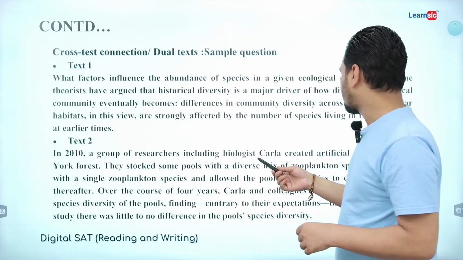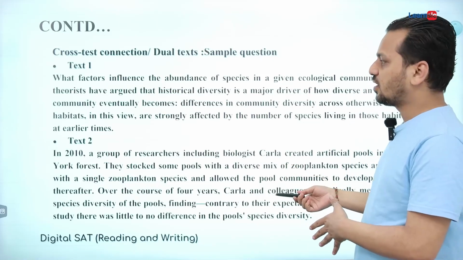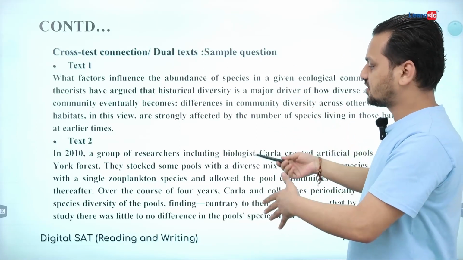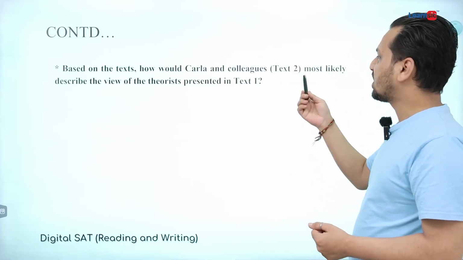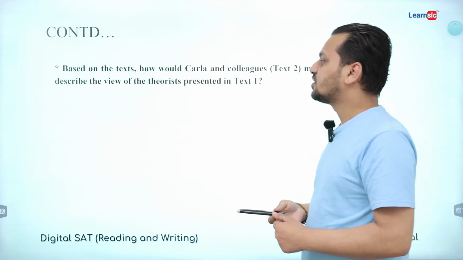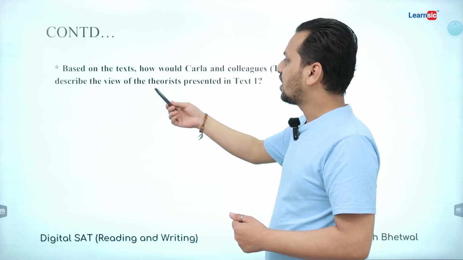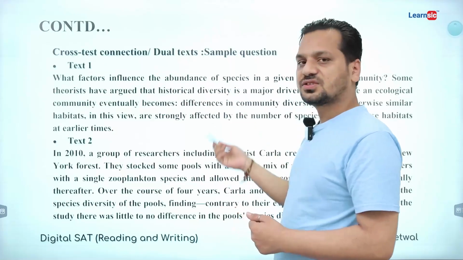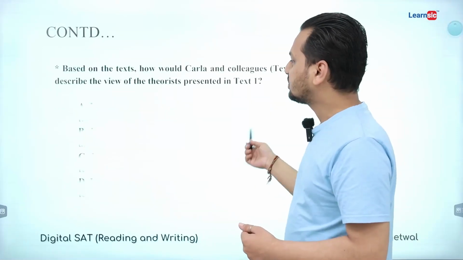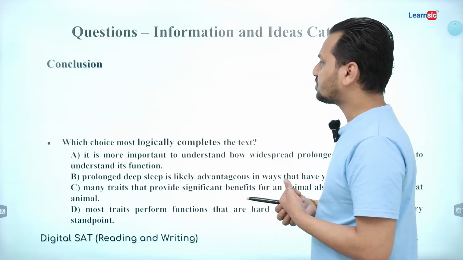You can see Carla and her friends over here. It is saying something about the theorist, and something about Carla and her colleagues. Now the question is asking how would Carla and colleagues in text 2 most likely describe the view of the theorist presented in text 1. So there is a view of the theorist in text 1 and how would they react. By reading these two texts you have to find the answer and choose one.